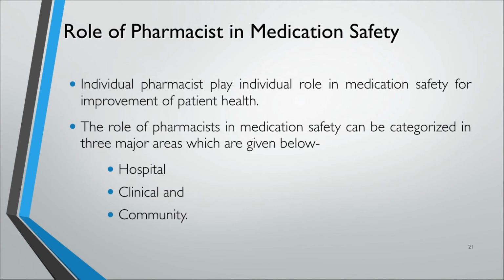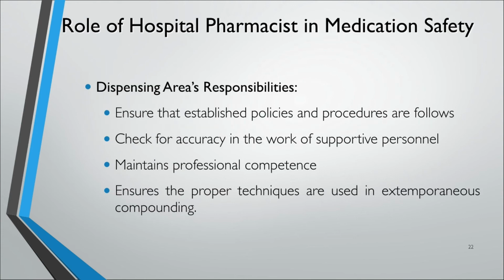patient. The main role of pharmacists in medication safety has been categorized into three broad areas: in hospital, in clinical areas, and in the community. The responsibilities of a pharmacist in hospital, for both inpatients and outpatients, are, in the dispensing area, following established policies and procedures, checking the accuracy of the work of other supportive personnel, and maintenance of professional competence.